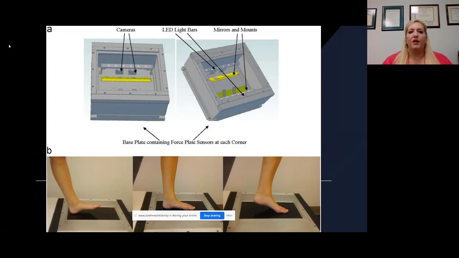And this is what the device looked like. It was a box with cameras. There was an LED light bar and mirrors that were mounted, and then a base plate, which had a force sensing plate at each corner. And the patient simply walked over the camera device, and various photos were taken during that gait, and different assessments were obtained.